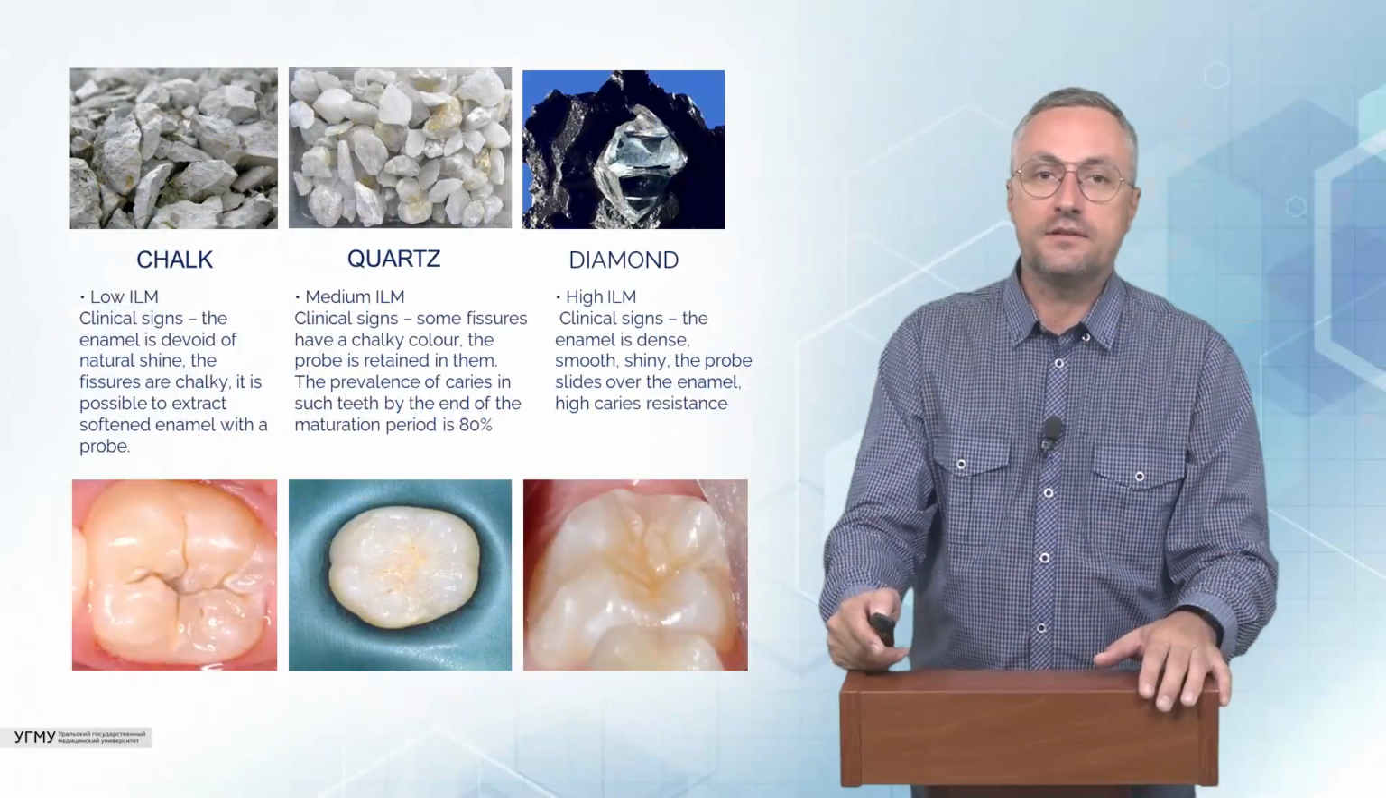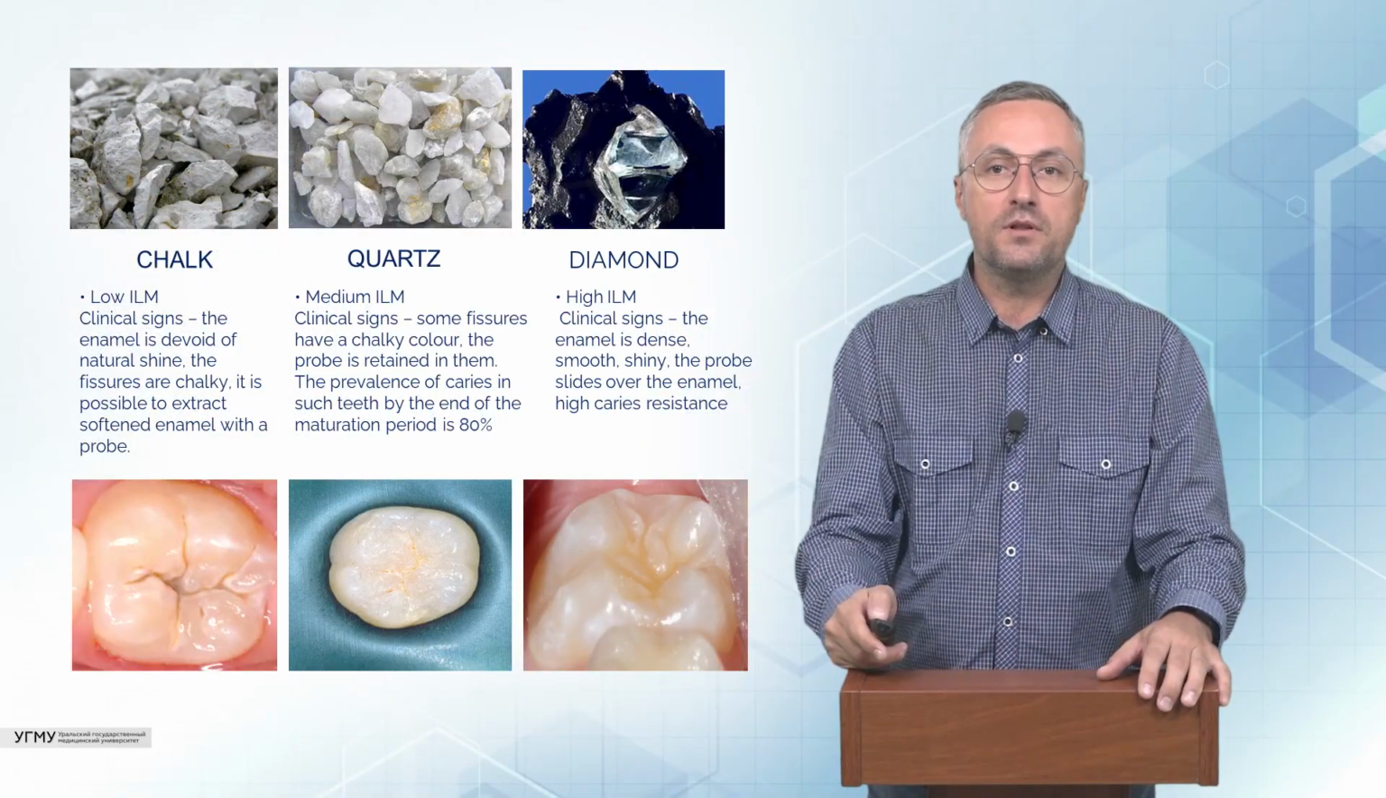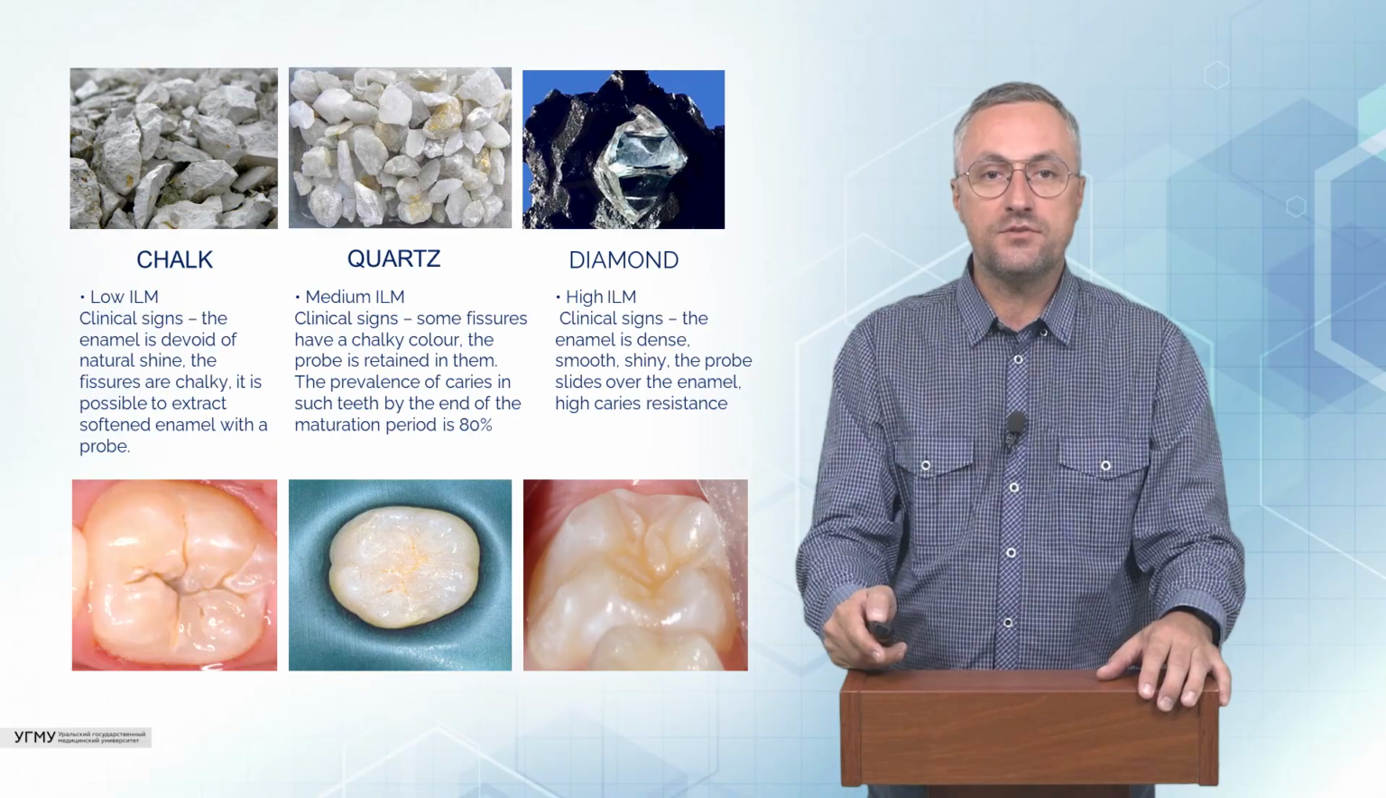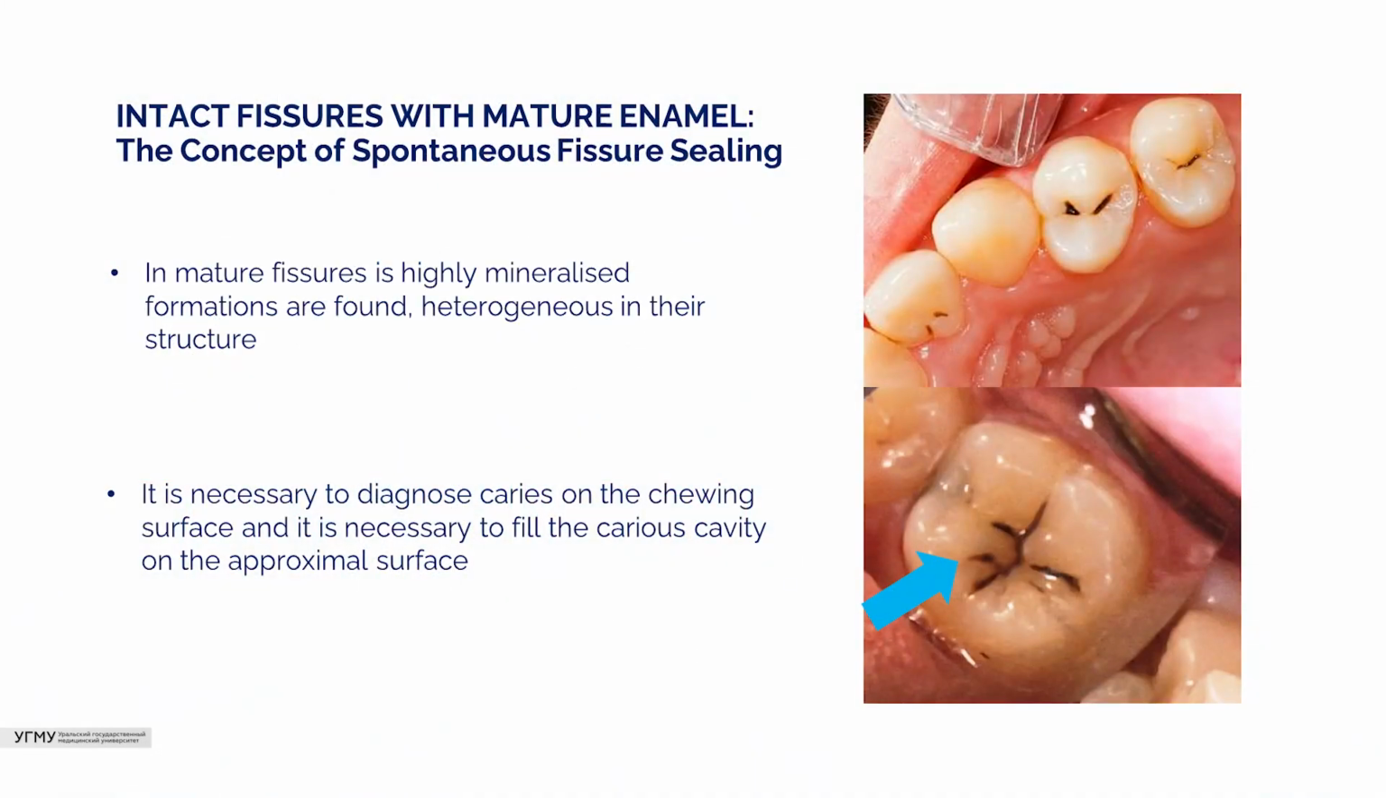I will note that glass ionomer cements and flowable composites are used to seal such fissures, but not composite sealants. Look at these photos. In mature fissures, highly mineralized formations are found, heterogeneous in their structure, centrifugal currents of enamel fluid coming from adjacent tubercles and folds, and concentrated at one point. Natural mineral sealing of fissures occurs mainly due to enamel fluid. These fissures do not need sealing.